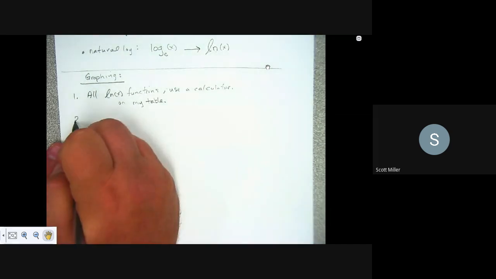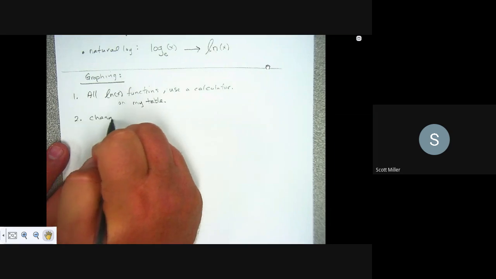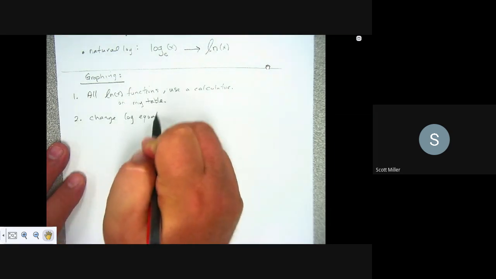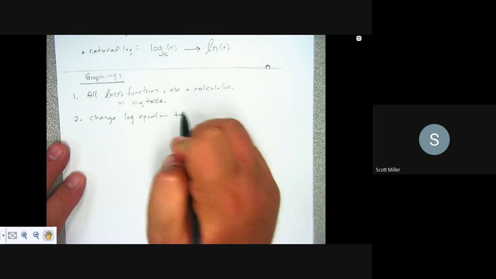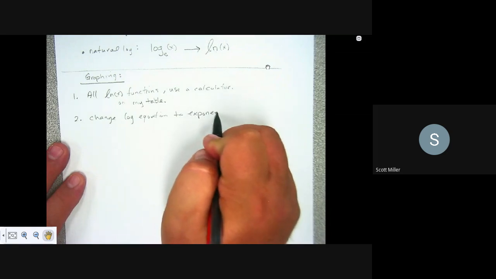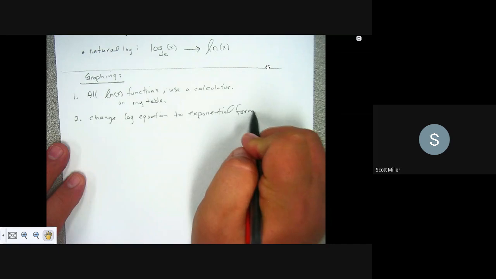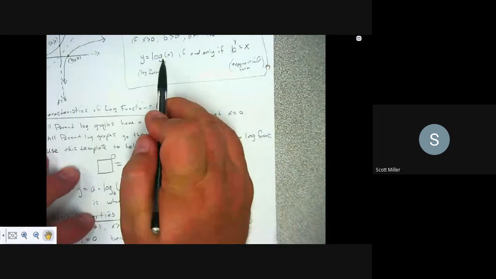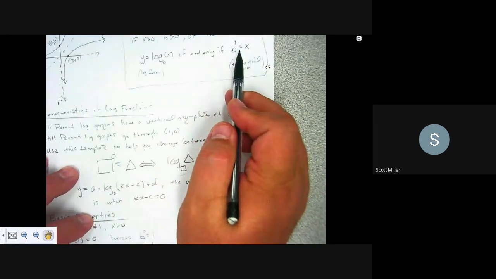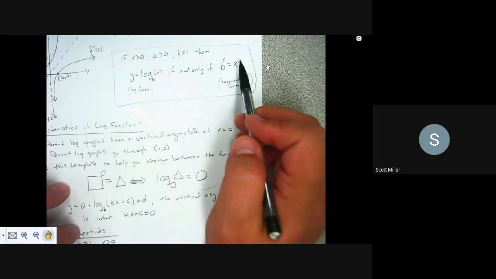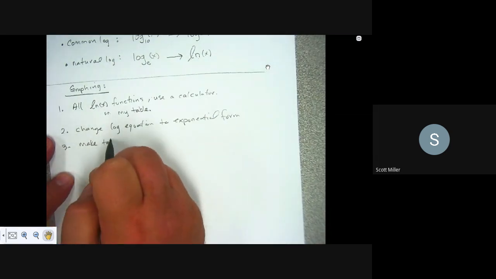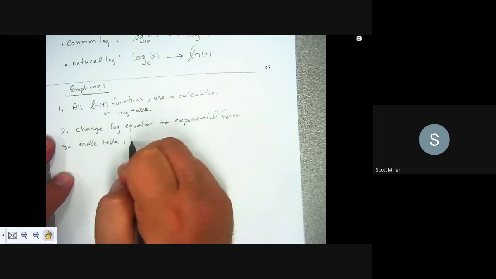So how do I do this? You're going to change your log equation to exponential form. So we're going to change it from a log form to an exponential form. We're going to put it into this format, and then we're going to graph it using this format. And I'll show you how that's done. You're going to make your table. Be careful.